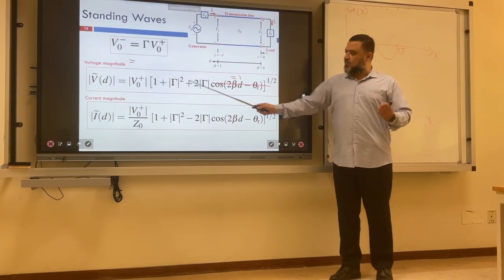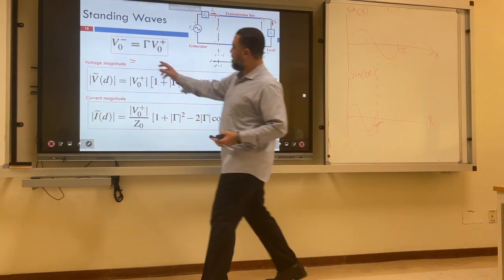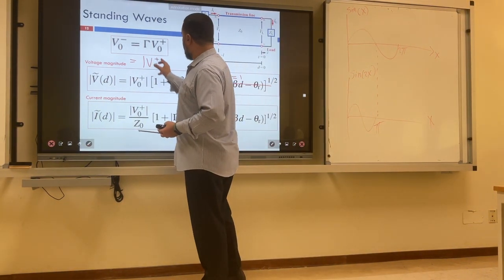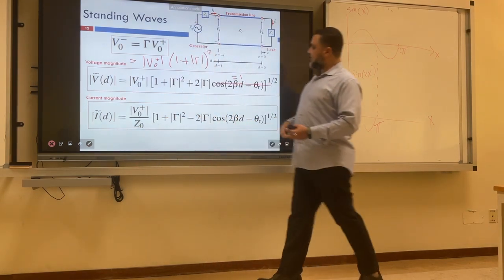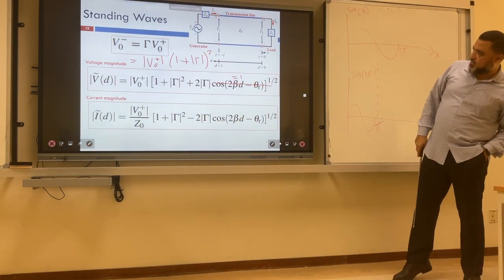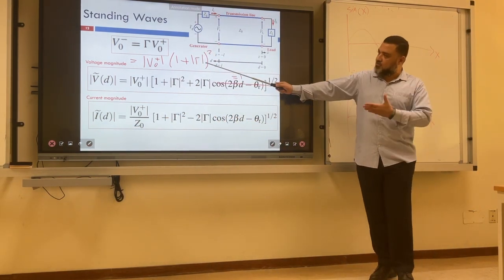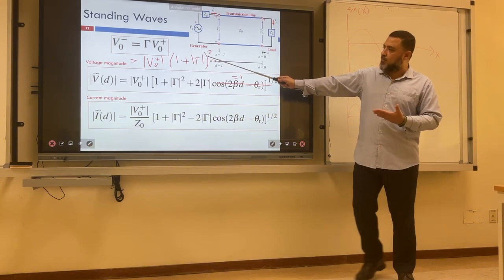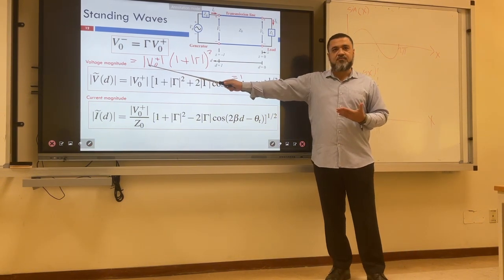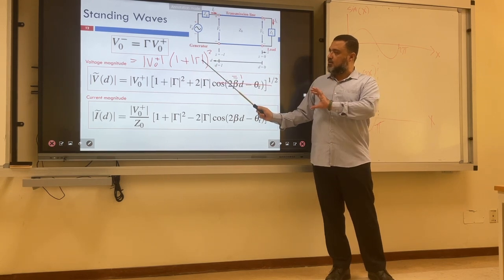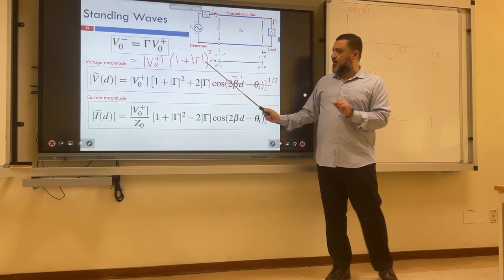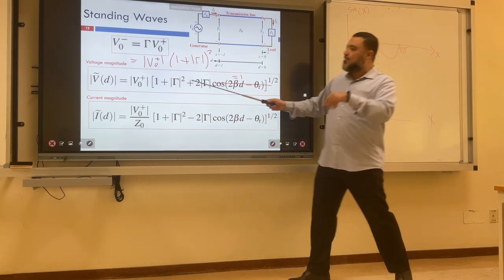1 plus gamma squared plus 2 gamma, which will be magnitude V0 positive times 1 plus gamma squared. Does this make sense? Right? Am I right? Yes. So based on gamma, if you have the magnitude of gamma and V0, you can find V maximum. The book already assumed some value for V0 and the magnitude of gamma, so you can find the maximum voltage.